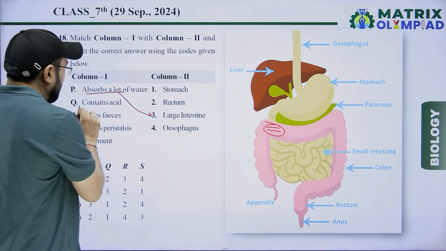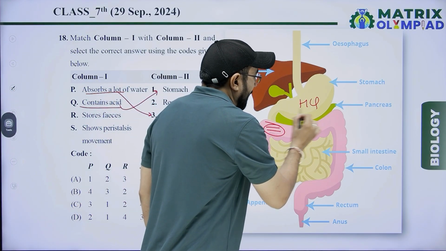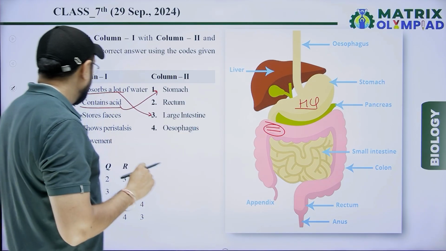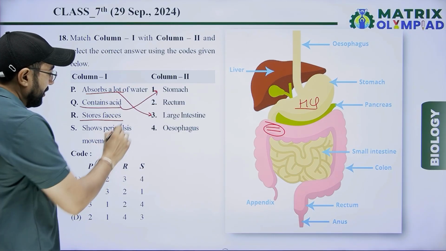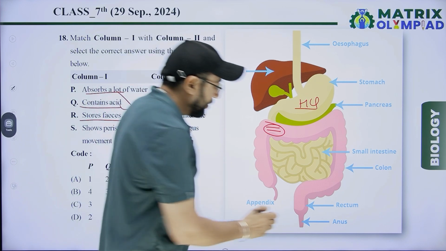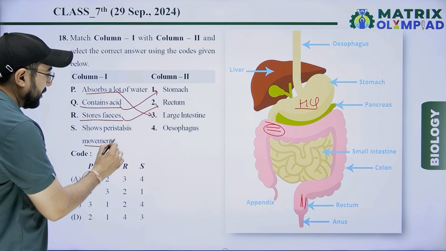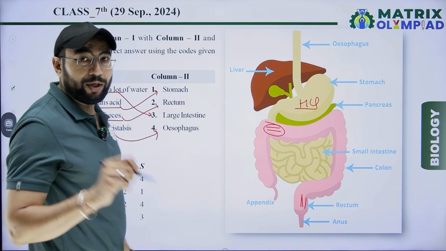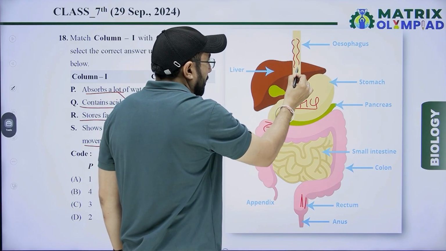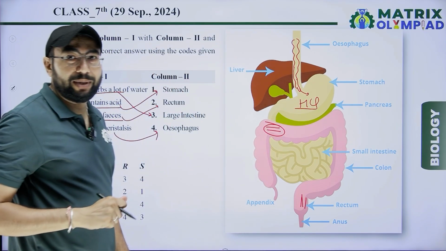Next one is contain acid, HCl. HCl is present in the stomach, which helps in digestion of food and provides an acidic medium. Next, store feces, that is waste, and it is stored at the rectum. And last, show peristalsis movement in the esophagus, also called the food pipe. This movement is shown in the food pipe and food enters into the stomach.